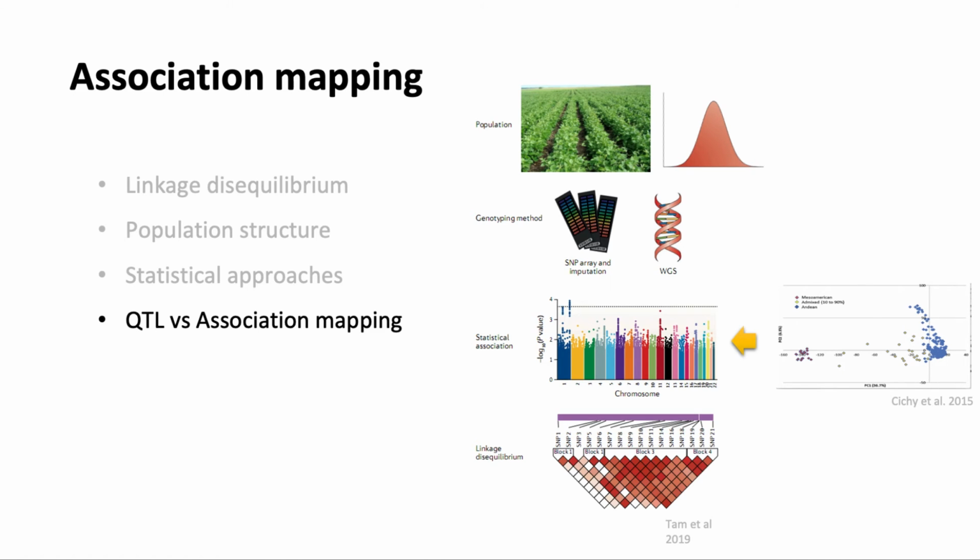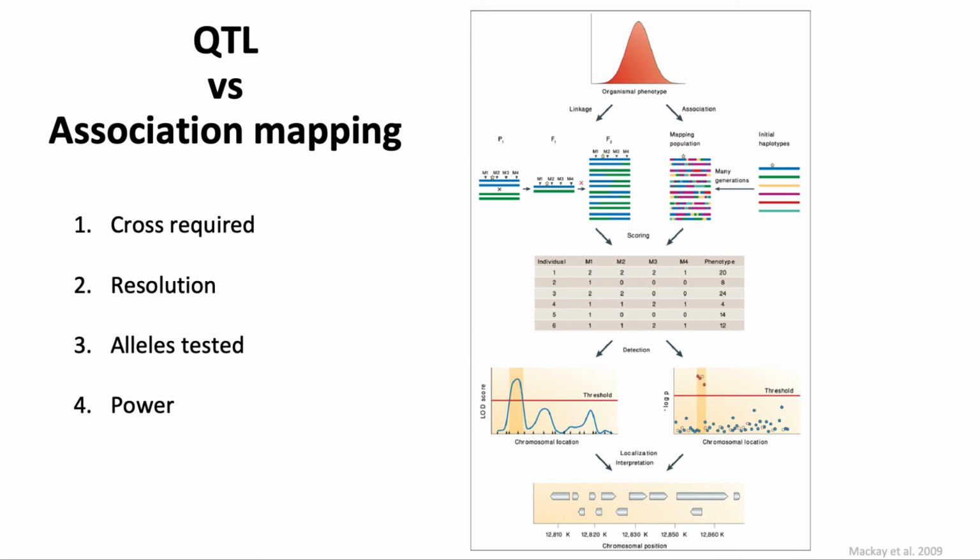And at the end I want to compare QTL mapping and association mapping. For QTL mapping we need to cross two parents. In association mapping we don't need to. We can do association mapping with multi-parental populations, but we don't need to cross. We can just use diversity panels to do the association mapping.